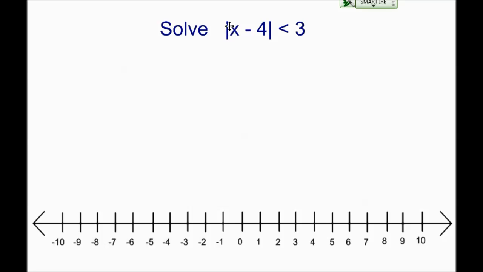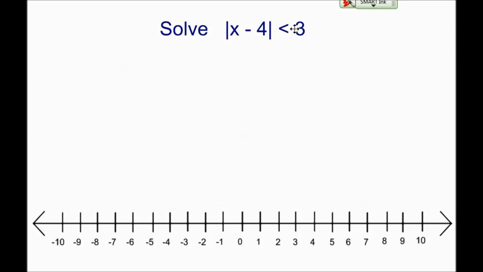So here I have a problem. I have absolute value of x minus 4 is less than 3. And what I'm looking for is what are all of the values of x that will give me a distance that is less than 3 away from 0. Let's jump into how we solve it.